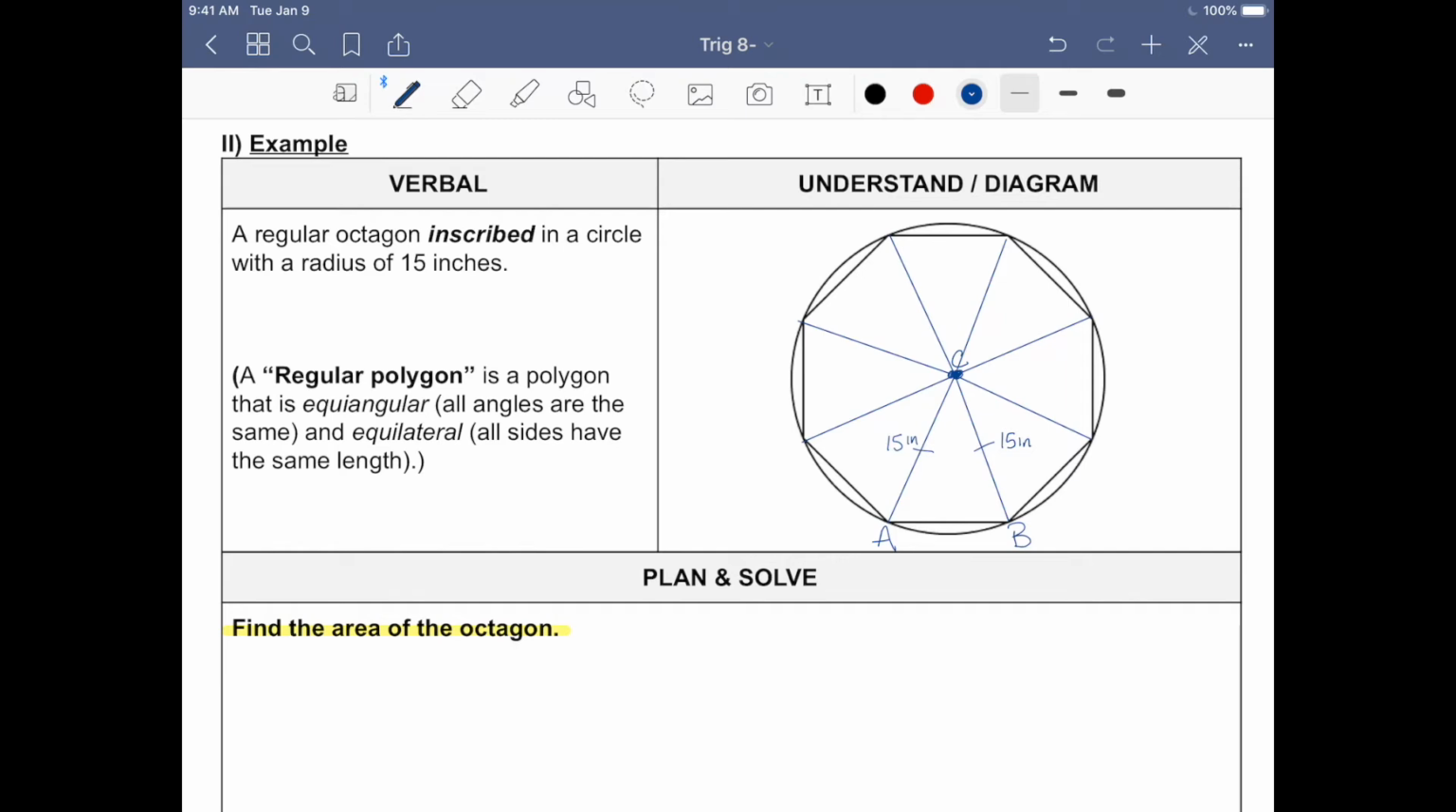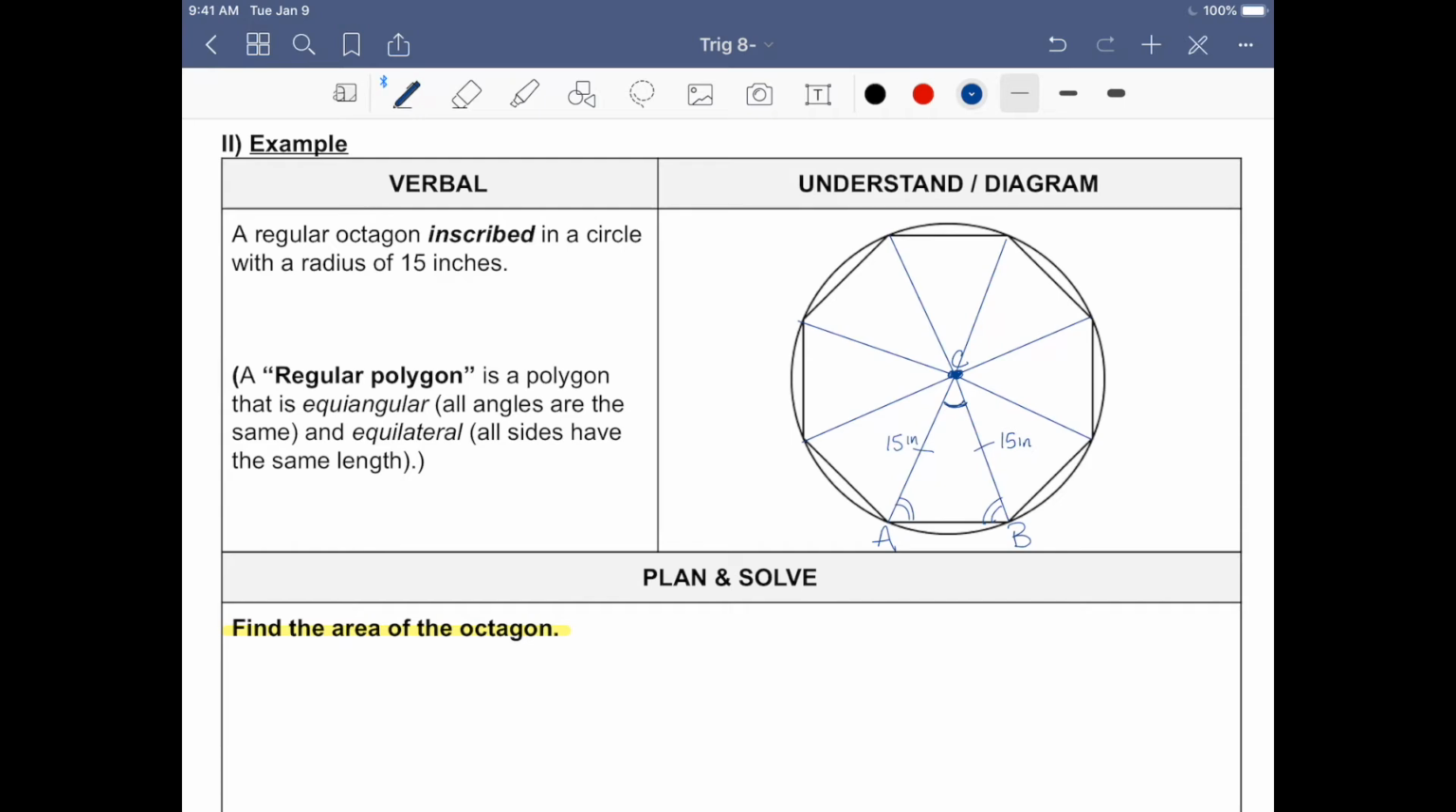Also, if you remember anything about an isosceles triangle, you'll know that these two angles are going to be congruent. So I'm going to label them with the same angle marks. Now, I think it's important that I find what this angle is because I can't find the other ones until I find that one.